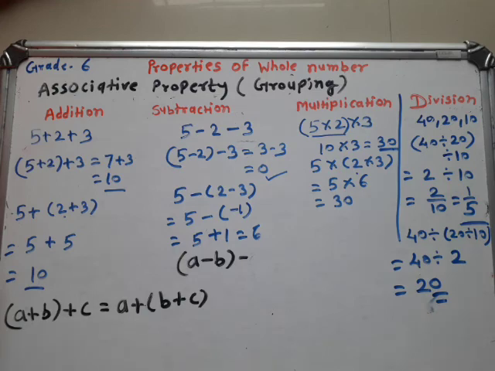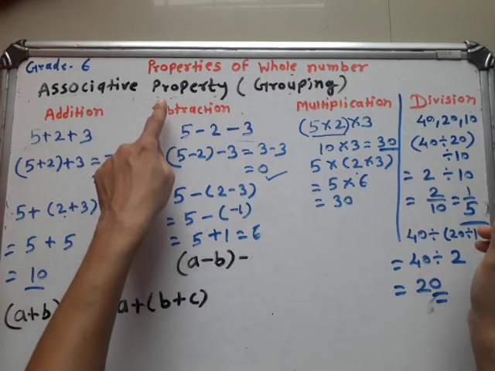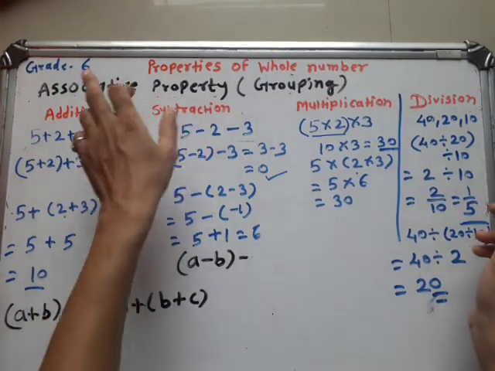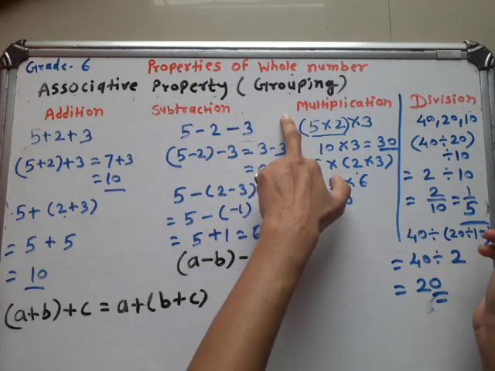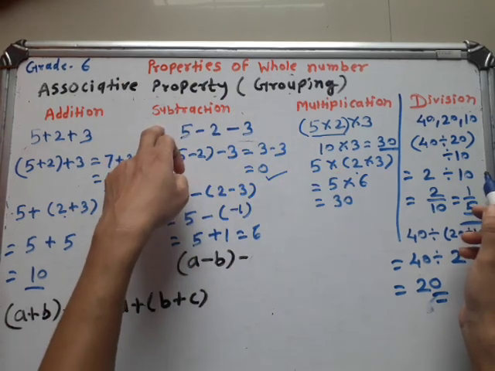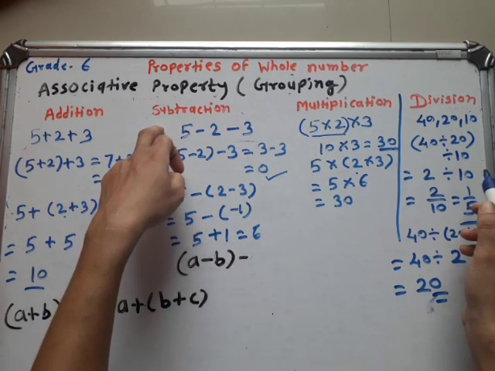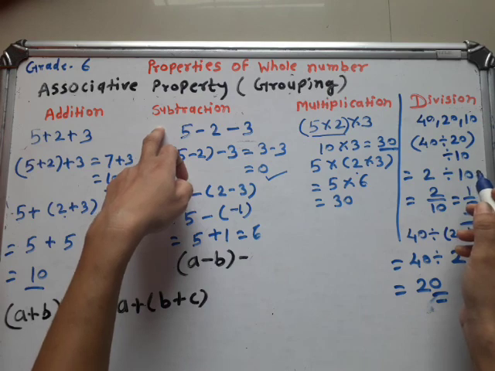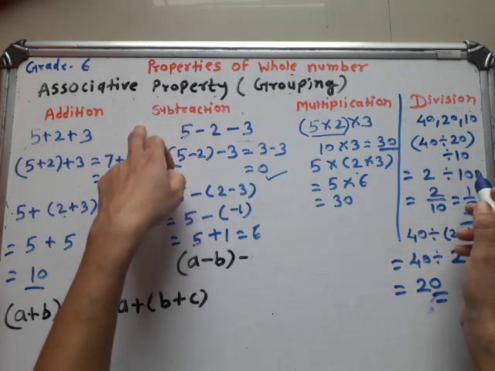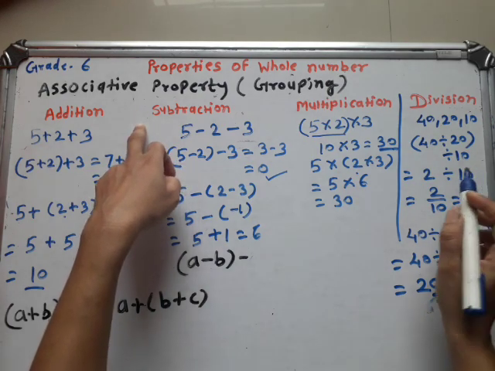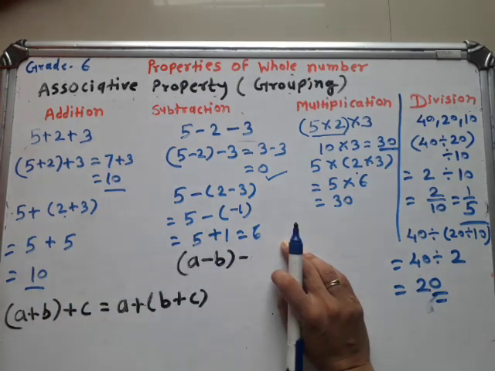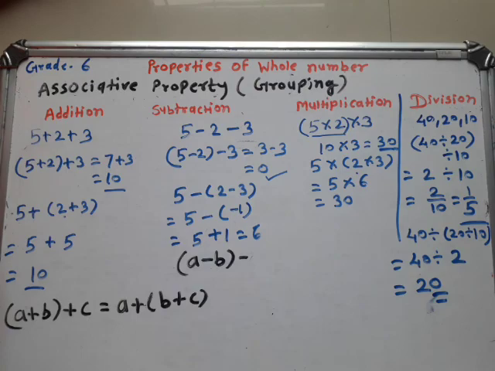Okay, so again this property is true for addition and multiplication only, not for subtraction and division. So today we saw three properties: the closure property, then the commutative property, which means the order property, and third is the associative property. Okay, you have to write all these properties in your notebook. Thank you.